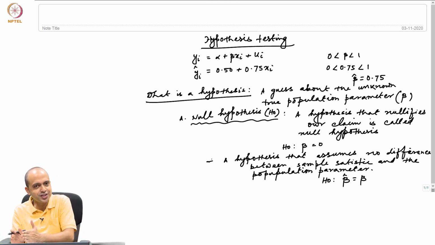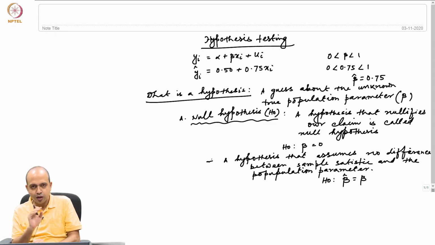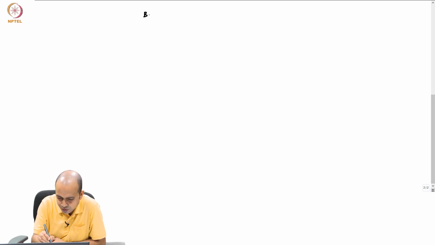For the time being, just understand that a null hypothesis is a hypothesis which nullifies our claim. Simple. You try to identify your claim, that income has a significant impact on consumption, then you nullify. If you nullify, you will say that income does not have any impact on consumption. That means beta equals 0. If beta equals 0, then x does not have any impact on y. Very simple. And then the second type of hypothesis is called the alternative hypothesis.